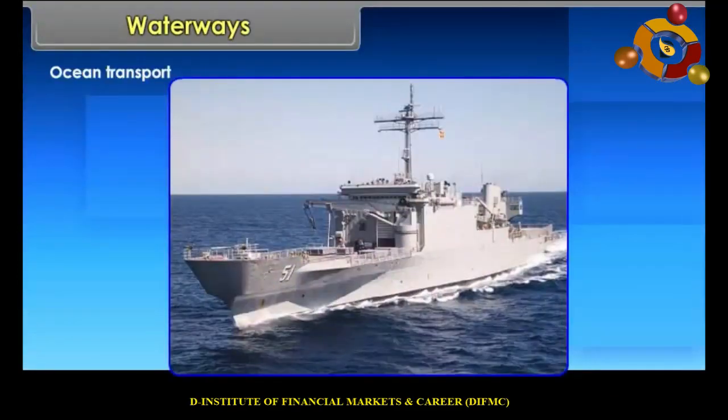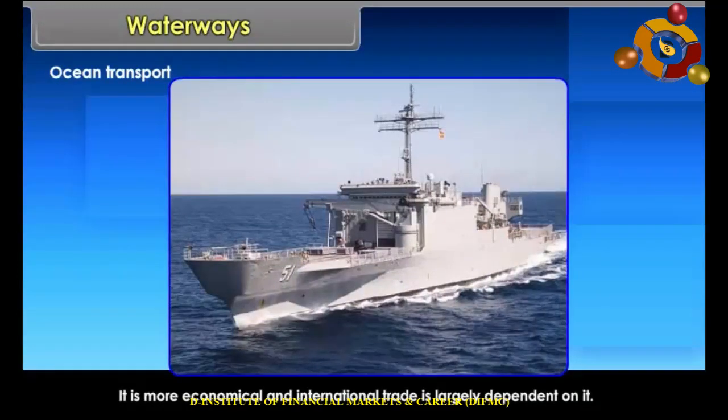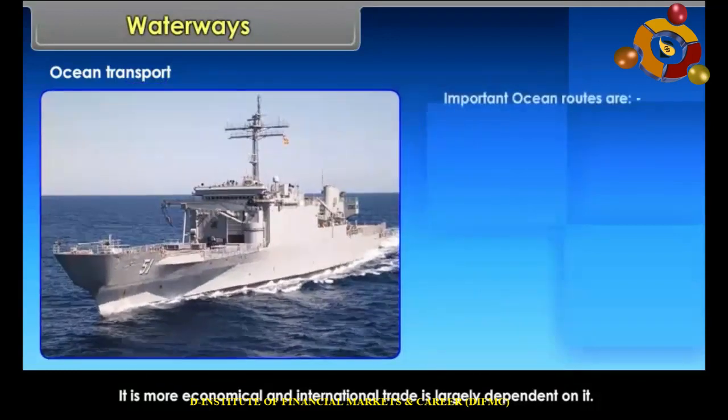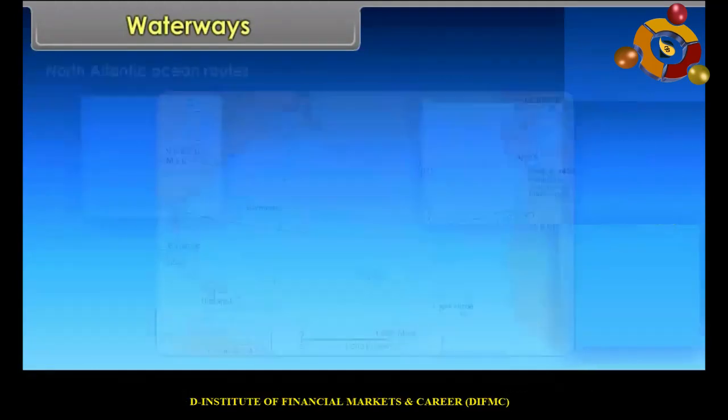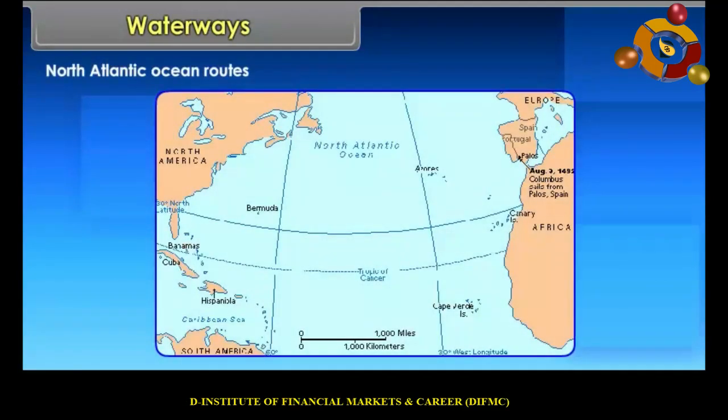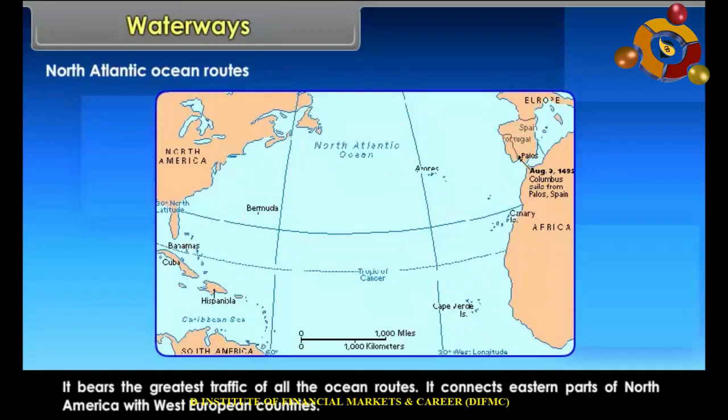Ocean transport. It is more economical and international trade is largely dependent on it. Important ocean routes are North Atlantic Ocean route, the Panama Canal route, the Suez Canal route, the Cape of Good Hope route, South Atlantic route. North Atlantic Ocean route. It bears the greatest traffic of all the ocean routes. It connects eastern part of North America with West European countries.